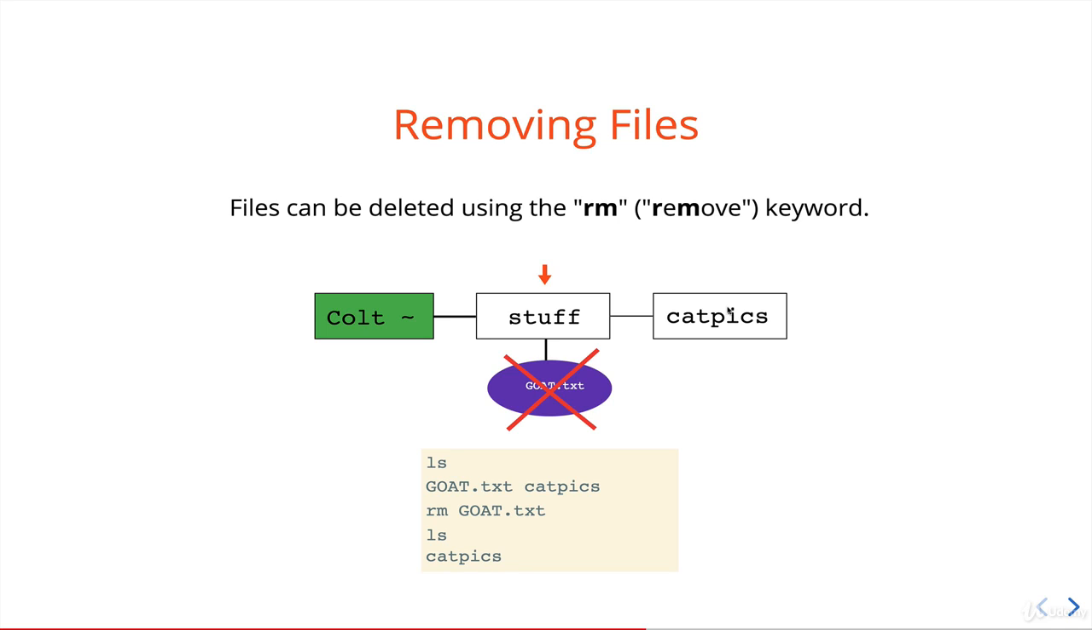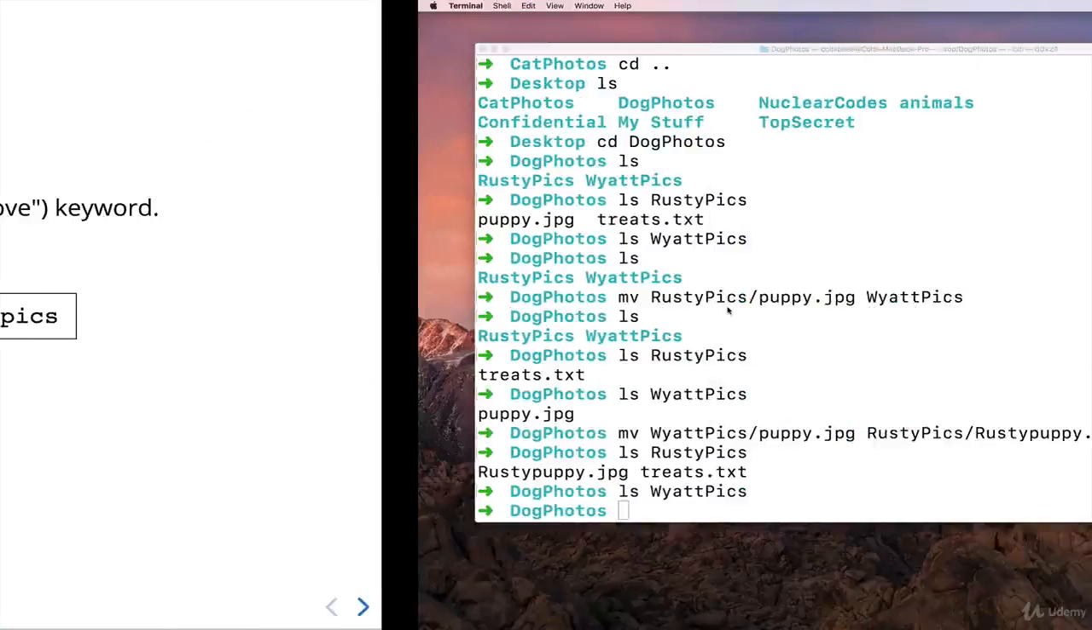So just like some of the other commands we've seen, we can also pass in multiple arguments to be removed as long as they're all files. And we just separate them by spaces. All right, so let me show you what I'm talking about.